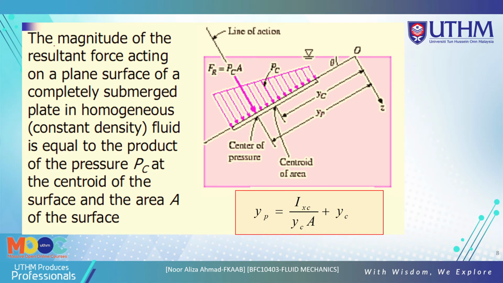Now the magnitude of the resultant force. The magnitude of the resultant force acting on a plane surface of a completely submerged plane in a homogeneous, constant density fluid is equal to the product of the pressure PC at the centroid of the surface and the area A of the surface. So this is the force: the resultant force acting on the plane surface is equal to the pressure at the centroid times the area.